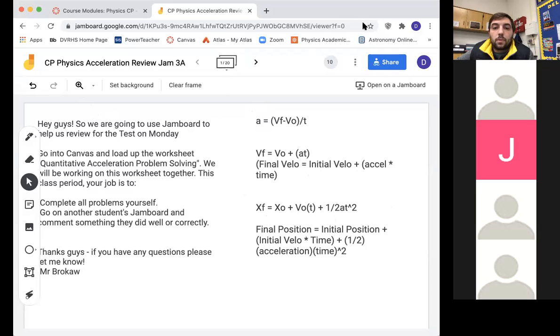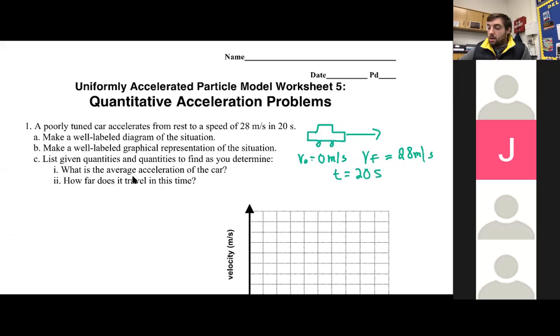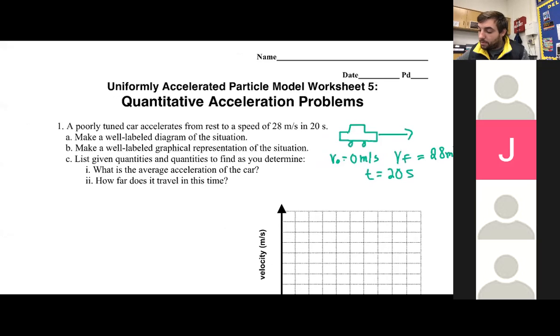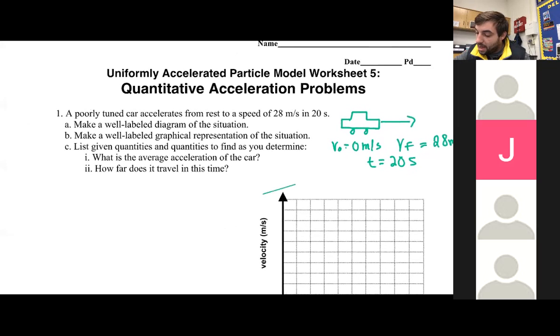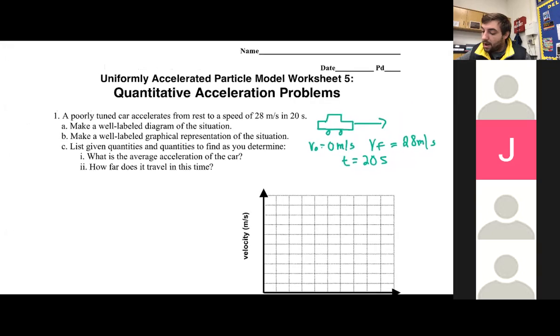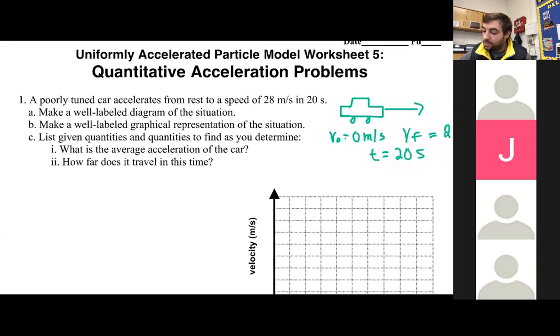Now, share back to my iPad with you guys. That first problem, I want you guys to draw the car accelerating on the graph, and I also want you to find the average acceleration of the car and to list how far it travels in this time.